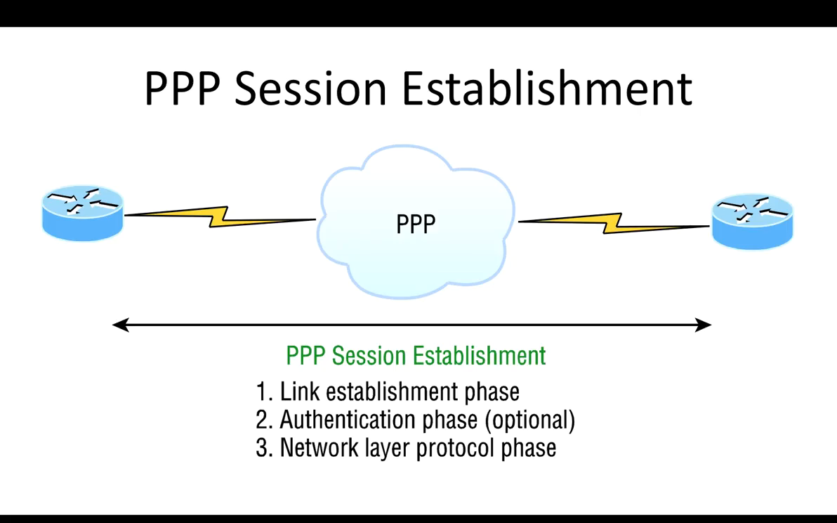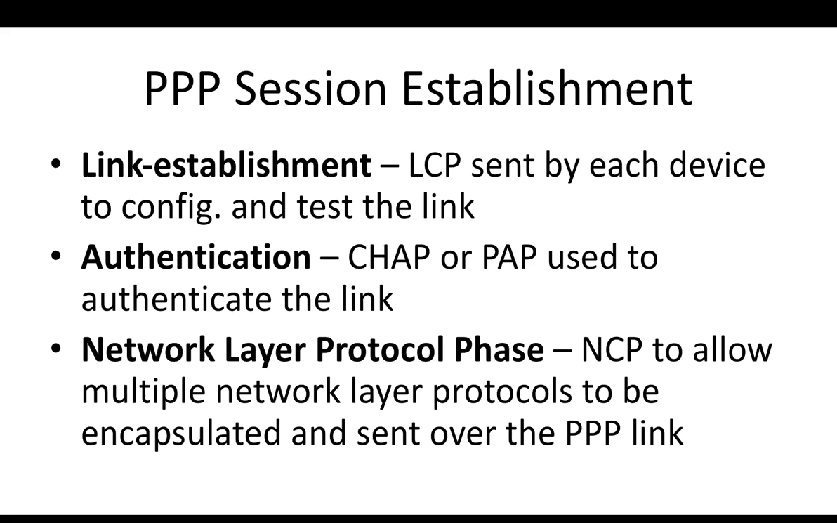So it goes through 3 different phases here. We have our link establishment, that's our LCP. LCP figures out, do we need to do any authentication? Is there anything else unique that we need to set up? That'll be the next phase if it's actually needed. And then lastly, like we saw before, the NCP tells us what network protocols are going to be encapsulated and sent over this PPP link.